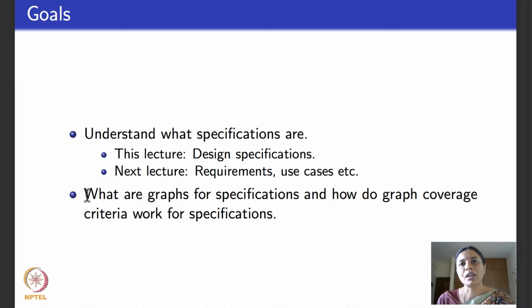So I'll explain to you through examples what it means to write specifications that talk about design, because there are several specifications that we need to write along with the design to ensure that things are working correctly, even though these specifications may not explicitly map to the requirements of a software. So today we will deal with those kinds of specifications, and in the next lecture I will introduce you to finite state machines, finite state automata, which are a popular model to write requirements, and then we will see how graph coverage criteria work on them.